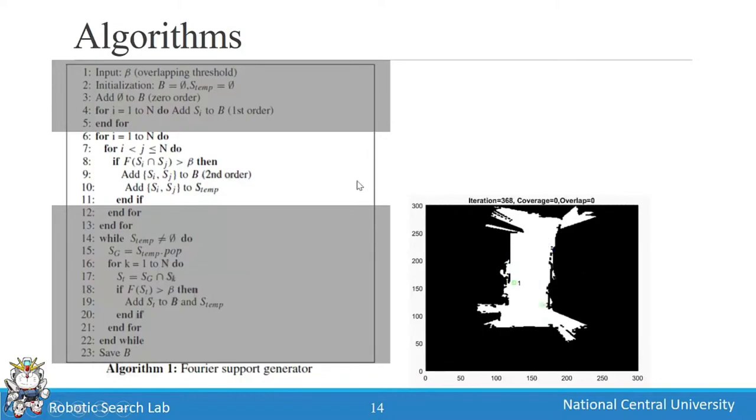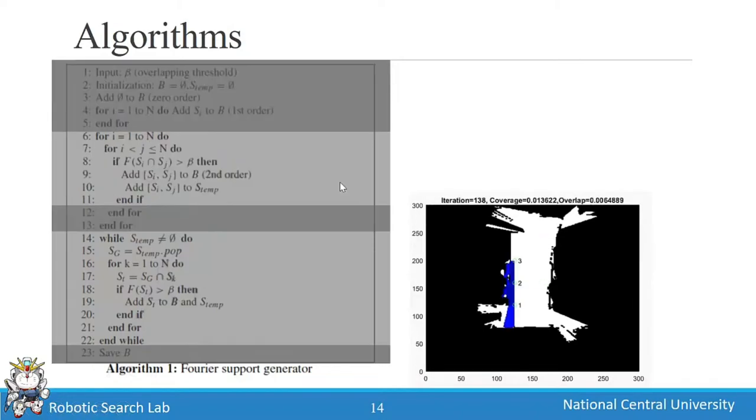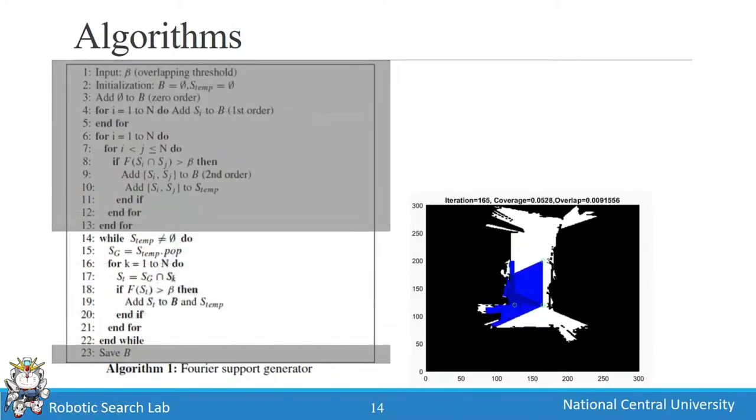And then we save the second order terms, then expand them to the third order terms. As the example shows, here there are three sets, and we are computing the intersection between the three sets. If the intersection area is more than beta, then we will save this as a third order basis. Then we keep doing that until we find all of the basis.